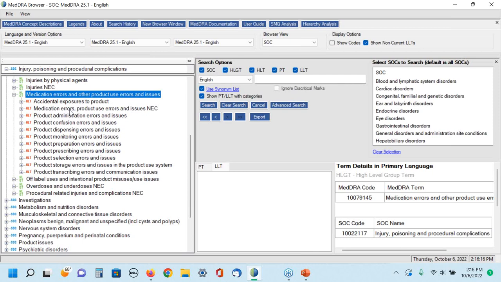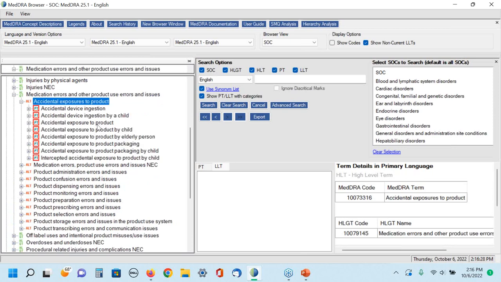More specifically, in this case, it was a drug, and it was a drug where the exposure actually involved ingesting or swallowing. So in fact, when I open up this thing, I see that I have a bunch of PTs, some of which are very unique in that they have a qualifying statement about the demographic, by a child, and this is by elderly person. So we had accidental device ingestion, but we also have one for accidental device ingestion by a child. And that's important because children are vulnerable populations.